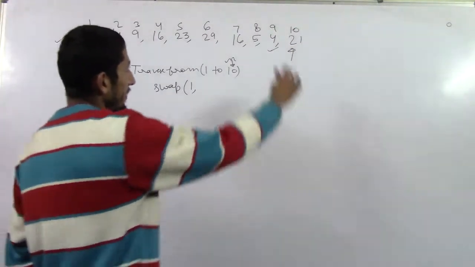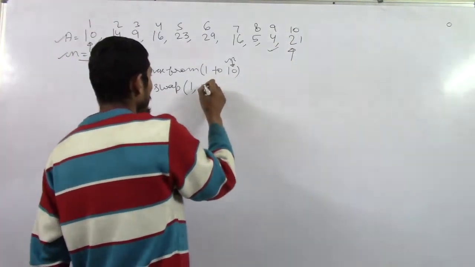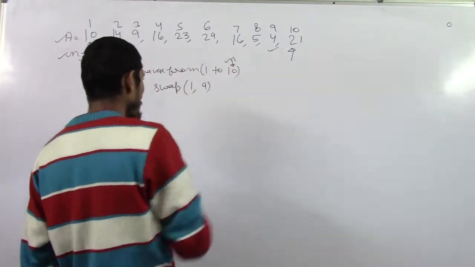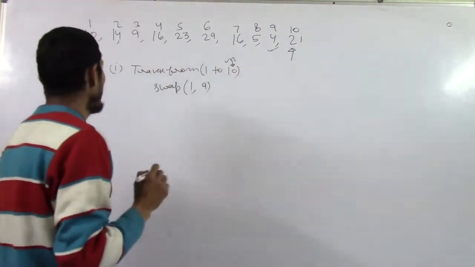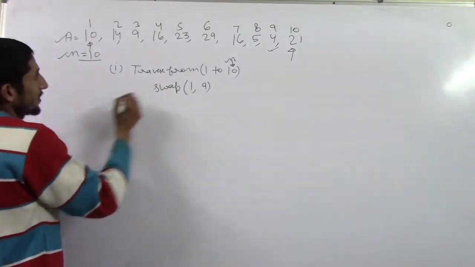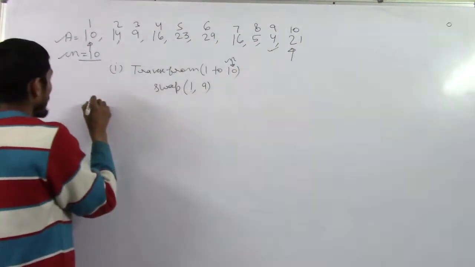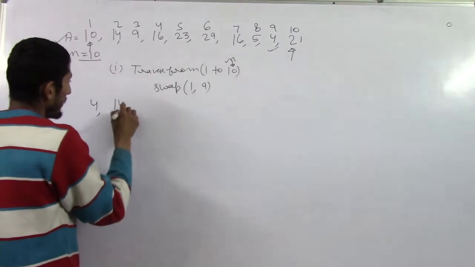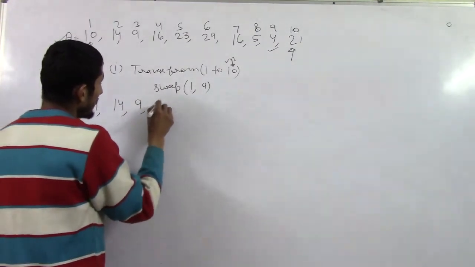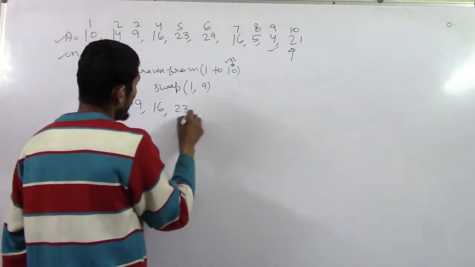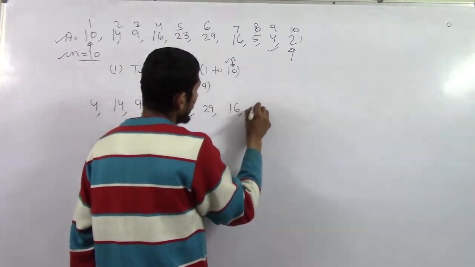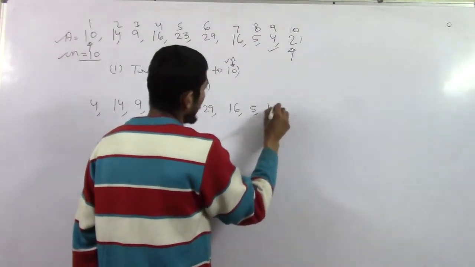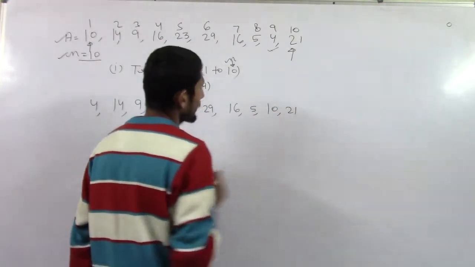In this case, it is 9. So perform swapping, which ones? The location of 1 and the location of 9. So what will happen? 4 will come here. The array becomes 4, 14, 9, 16, 23, 29, then 16, then 5, then 10 and then 21.